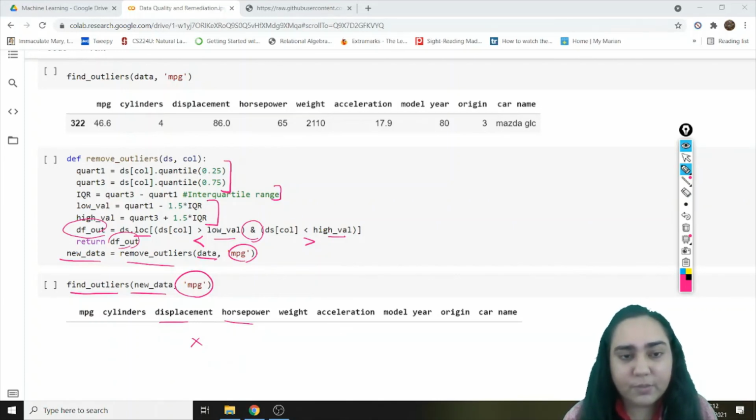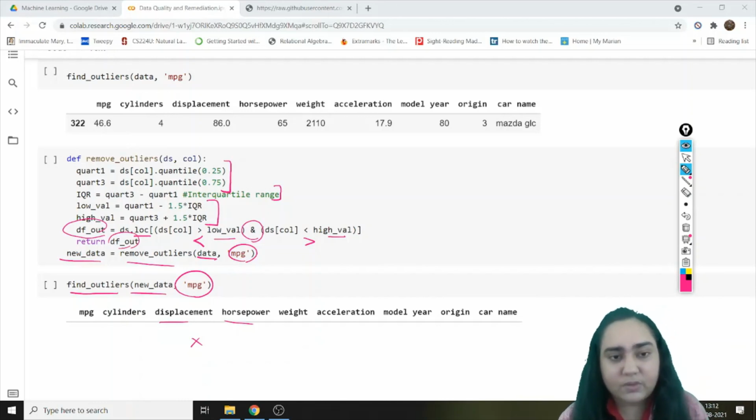You could also find and replace the missing values from your data, by just finding such values and then replacing them in the same manner like we replaced outliers, like we removed outliers.